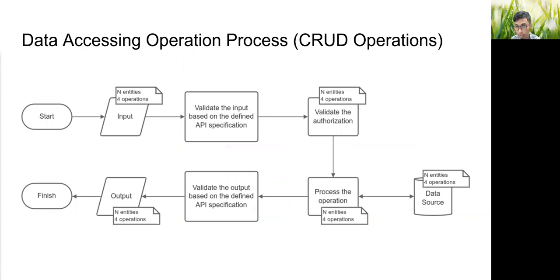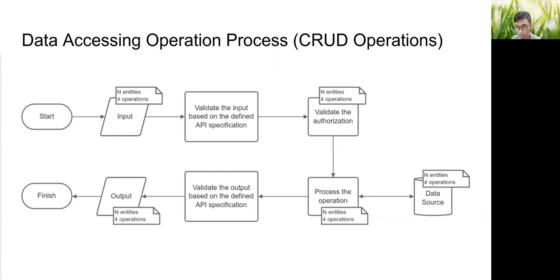A data accessing operation process, especially in CRUD operations, can be seen in this process diagram. First, a user sends a request with an input. We have to validate the input based on the defined API specification. Then we validate the request whether it is authorized or not by checking the user context information. If it's authorized, we then process the request by communicating to the data source as needed. After that, we then construct the output based on the API specification and send them back to the user.